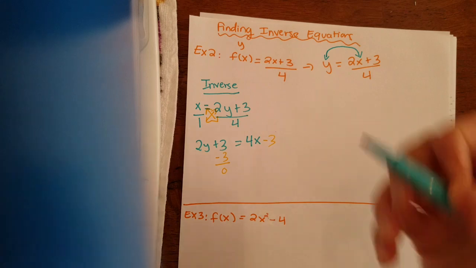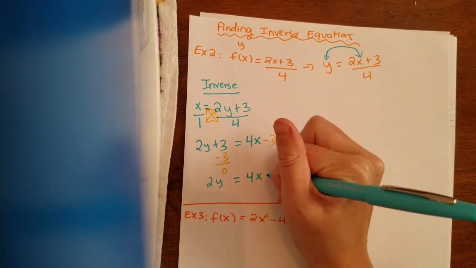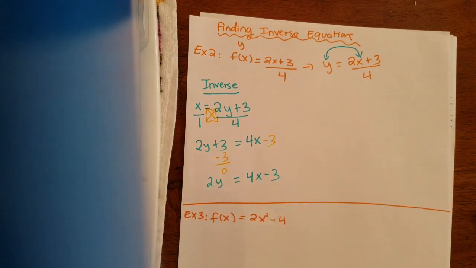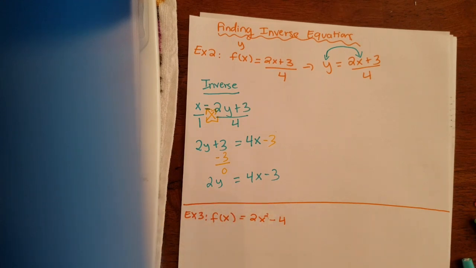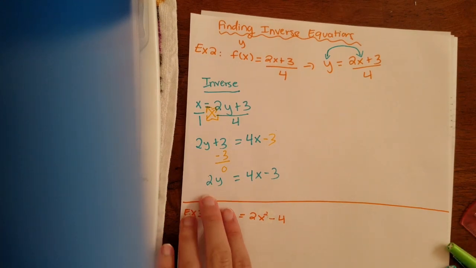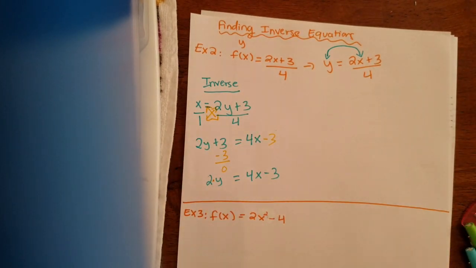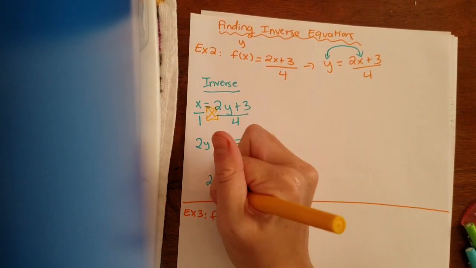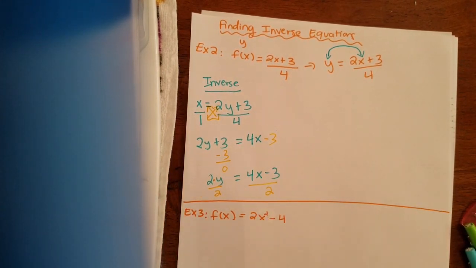So now I have 2y equals 4x minus 3. And we only have one more step. The last thing to get y by itself: that 2 is currently getting in the way. Since 2 is secretly multiplying the y, the way we move that to the other side is through division. So I'm going to divide both sides by 2, and I'm just going to leave that whole thing just like that. You don't even have to reduce it down.